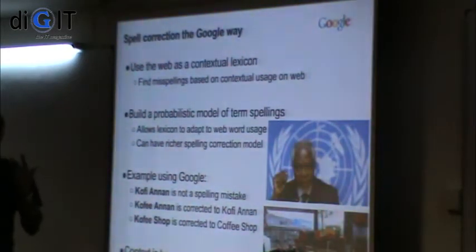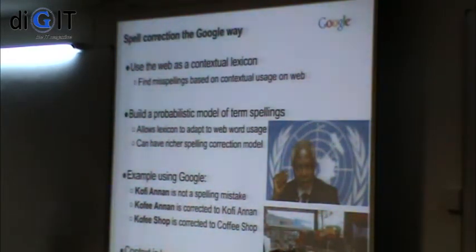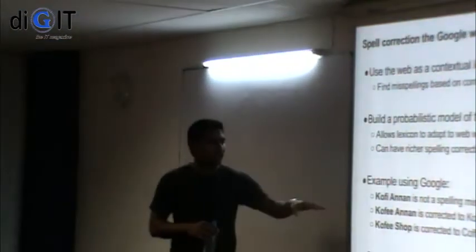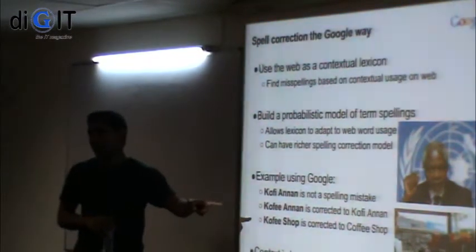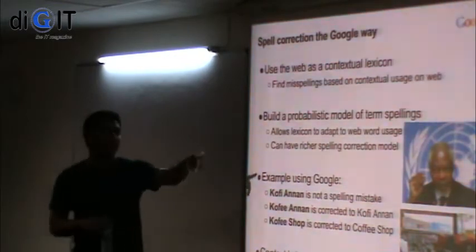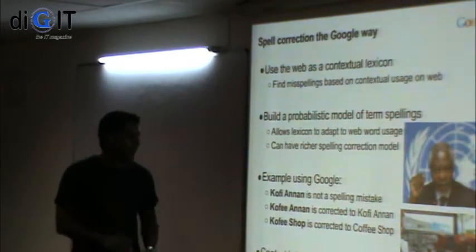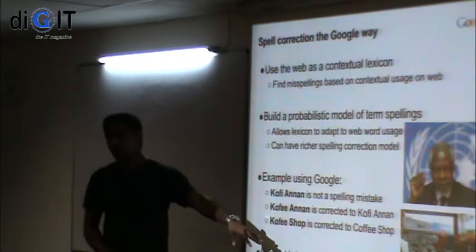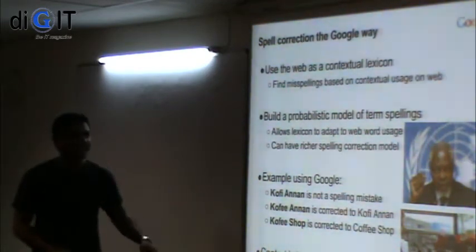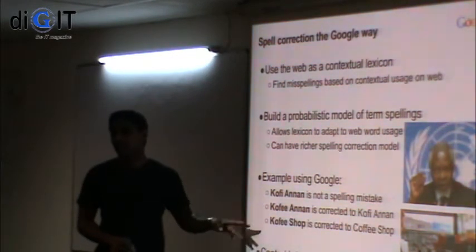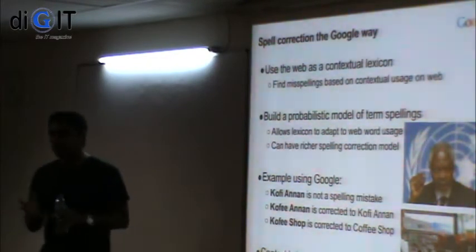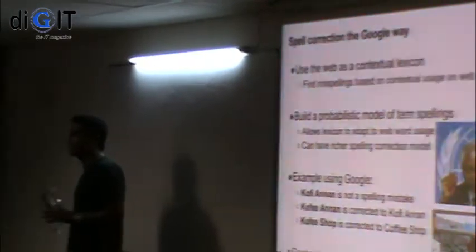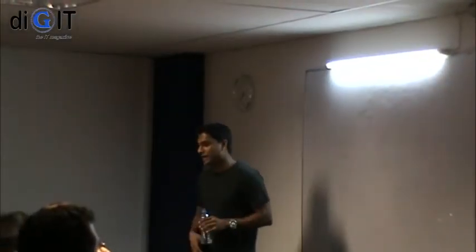So then we can build a probabilistic model based on bigrams and different other signals to say that if it's followed by this word, then the person means something related to the person who was the UNN. But if it's followed by shop, then our models will basically say that most likely the person was trying to say coffee shop. So we can use context and all this data that we have to build models and understand what people are trying to do and correct them.